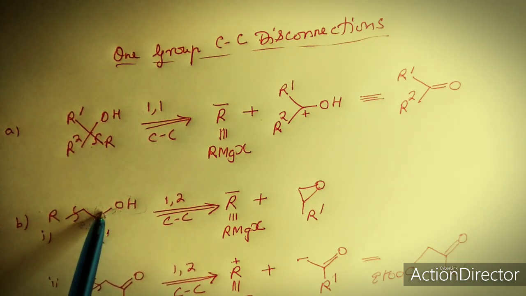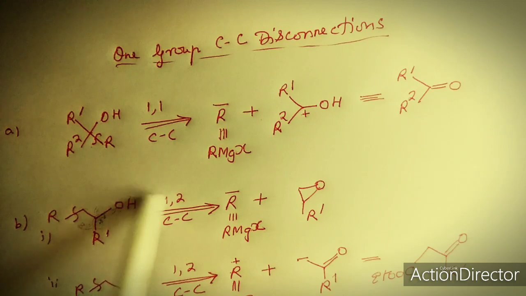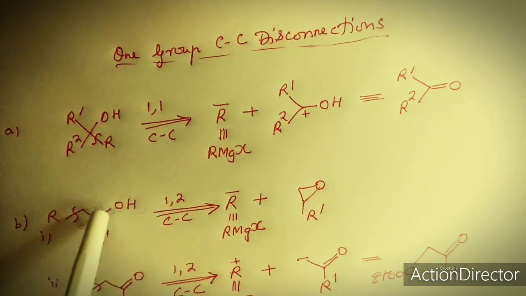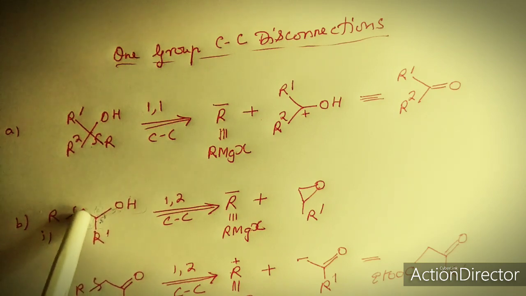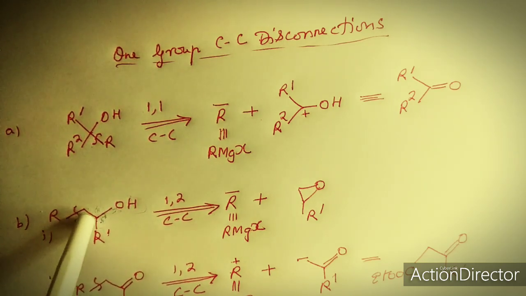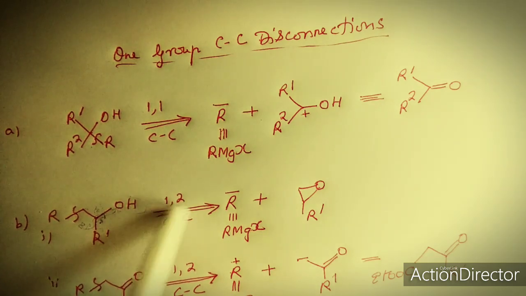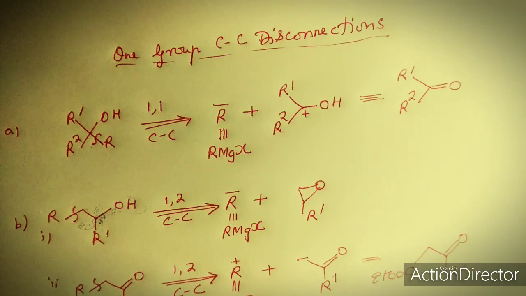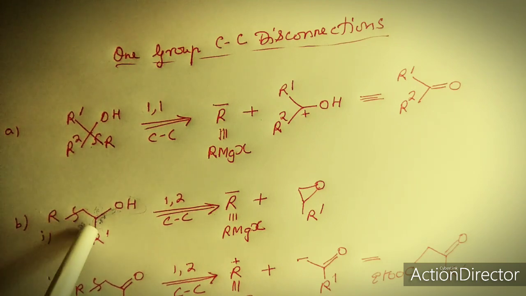Had we disconnected here, the carbon which is attached to this OH, it would have been in this functional group, and that would have been a 1,1 disconnection. But we are disconnecting two places, two carbons away, not that carbon. This is one carbon, this is two carbon, and then we are disconnecting. So this type of disconnection is a 1,2 disconnection. Naturally, this disconnection will again lead to an R negative, and this will get a positive.